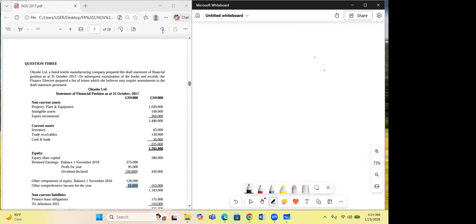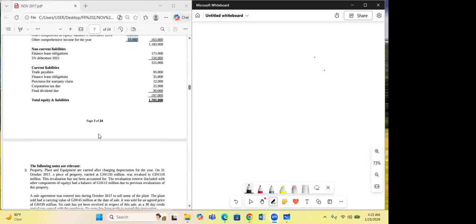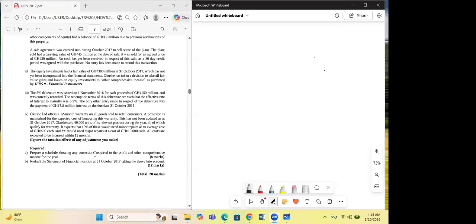So this is the reason why you may not need the statement of profit or loss, because whatever figure you are looking for in the statement of profit or loss has been provided in the statement of financial position. And then the question is saying that we should prepare a schedule showing any corrections that are required to the profit or loss and other comprehensive income. So I'll first come here, the first page, then I'll title it Okushe Limited.